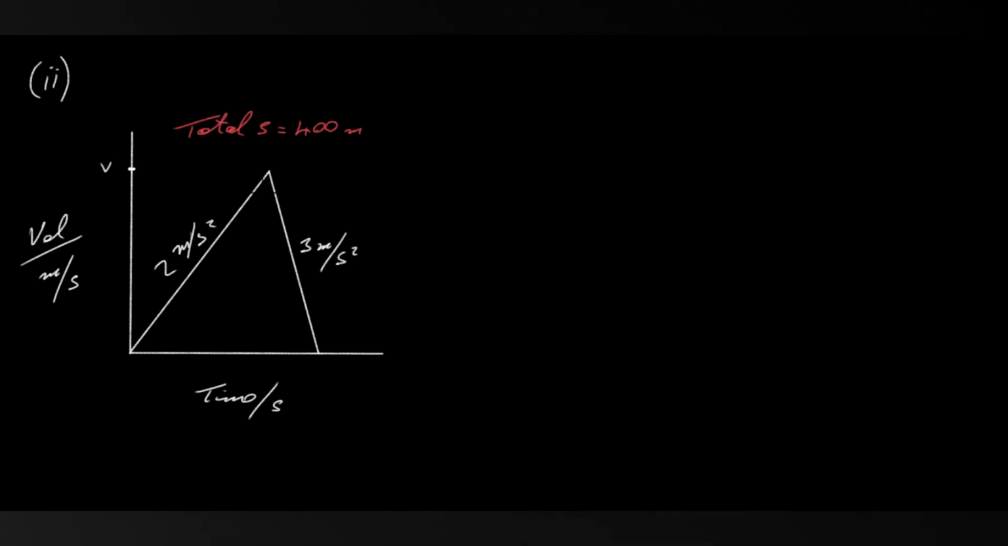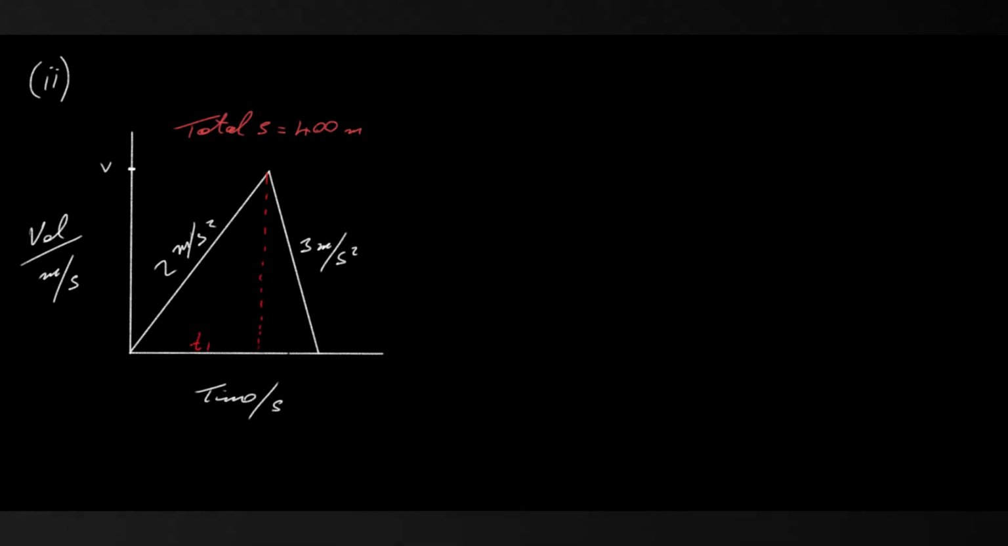So what I'm going to do is just divide this into 2 triangles. I'm going to call this time 1 out to here, and this is going to be time 2. So what we're going to do is get time 1 and time 2 in terms of v. So let's do that. So we know that 2 is going to be equal to v over t1.